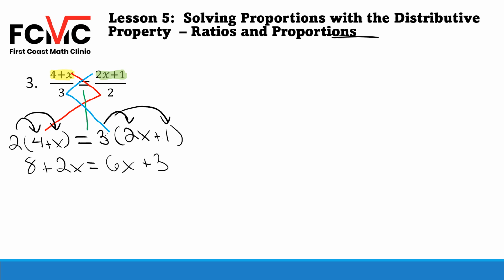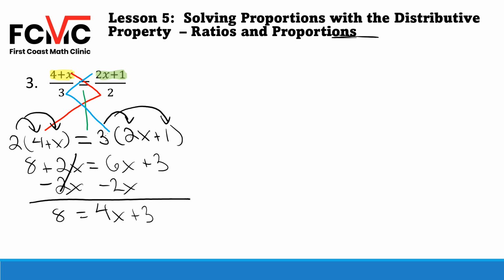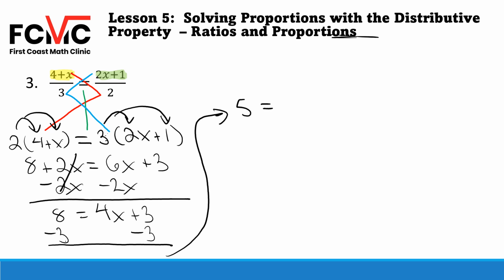All right, so we've got the equation 8 plus 2x equals 6x plus 3. So let's solve this. Let's move the 2x to the right. So I'm going to subtract 2x and 2x. I've got 8 equals, 2x minus 2x is 0, so that goes away, 4x plus 3. Let's subtract 3 and 3. So I'll do the rest of this up here. 8 minus 3 is 5. And 3 minus 3 is 0, so those are going to cancel out. So I'll have 5 equals 4x.